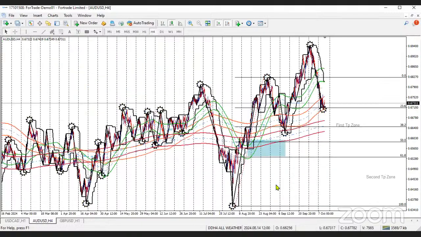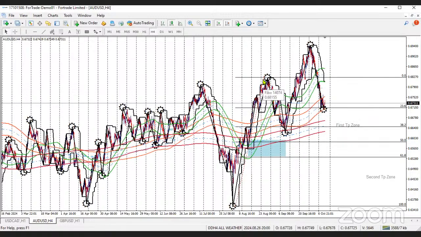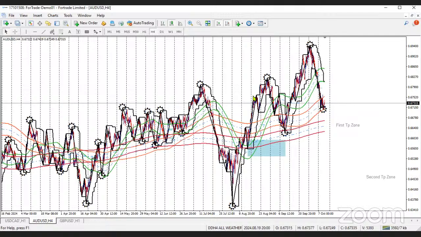So AUD/USD for now, what do we see? Price broke below all of this. It broke below our Donchian momentum. It is now inside our pullback. Sunshine has also been printed, right? Okay, we'll just delete this Fibonacci. So Sunshine has also been printed.